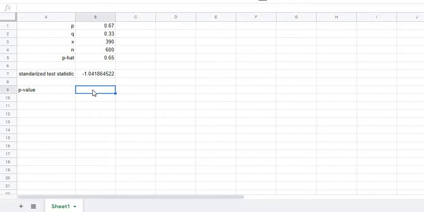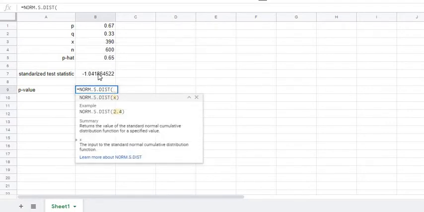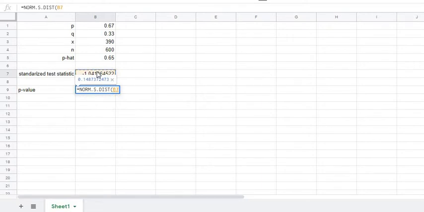And now let's calculate the p-value. To calculate the p-value, we're going to use the NORM.S.DIST function right here. This one returns the standard normal cumulative distribution function, and that's because we've already got our standardized test statistic. So I'm just going to click on this, and I can see there's my p-value right there. So my p-value is 0.148, or approximately 0.15.